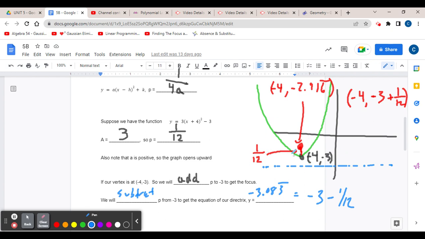Again, our p value is 1/12, so that's the distance between the vertex and the focus and the vertex and the directrix. And so we're going to add or subtract from the y values: add to get the focus, subtract to get the directrix.